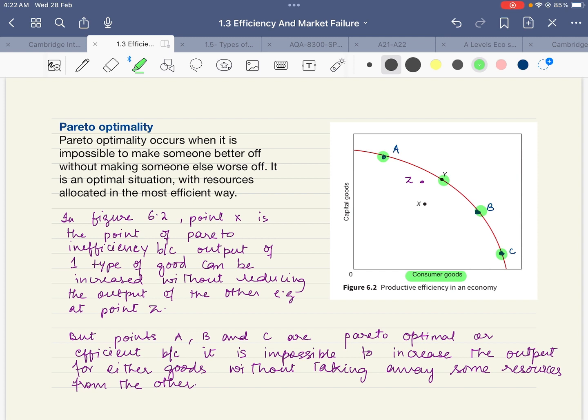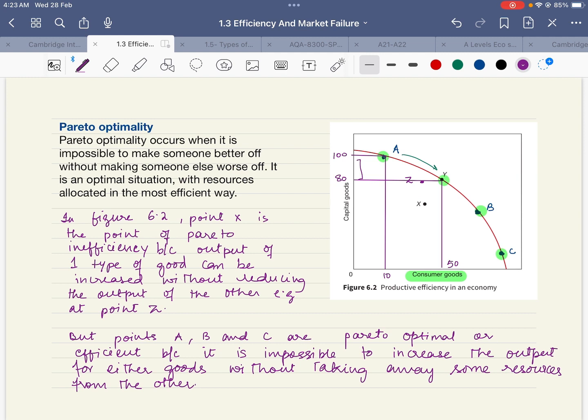Means if they want to move from point A to point B, they will have to reduce some output of capital goods in order to increase the output of consumer goods. Let's see it. At point A, the economy is producing this output, which is say 100 units, suppose, and here it's producing 10 units. In order to increase the output of consumer goods from 10 units to 50 units, they will have to forego 20 units of capital goods to increase 30 units output of consumer goods.